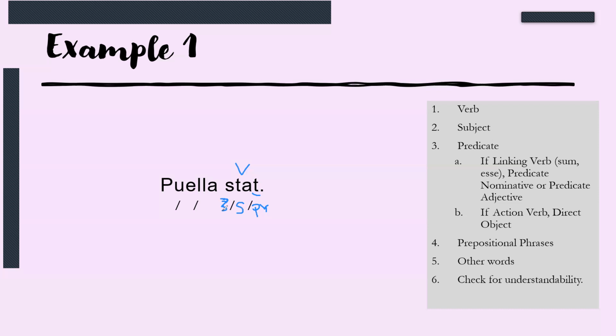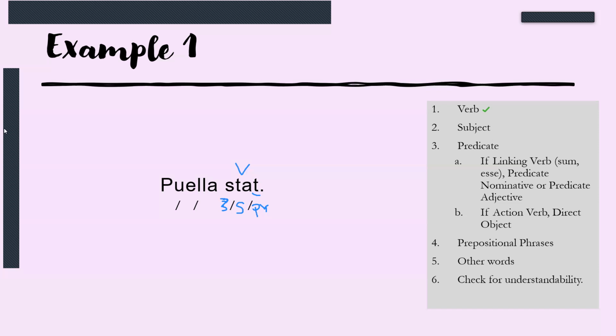So far, third person singular says he, she, or it. He, she, or it stands. So far, it says he, she, or it stands. So there is our first step done. I'm going to put a little check mark right there. Then we're going to look for our subject.